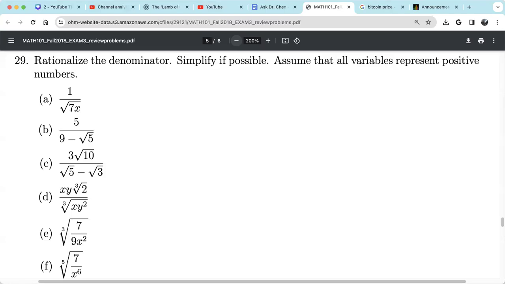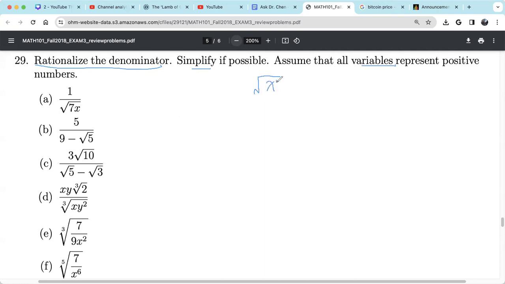Let's see question 29. We want to rationalize the denominator, then simplify it if it's possible. And assume all the variables are positive numbers, so we don't have to worry about the signs. Let's recall our rational exponents for radical form expressions.